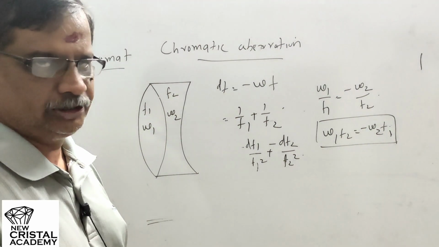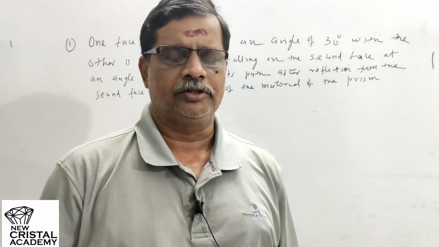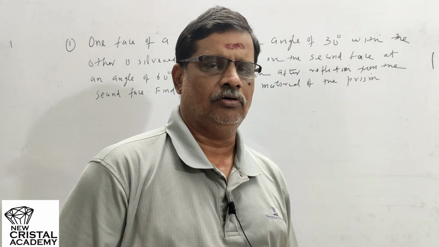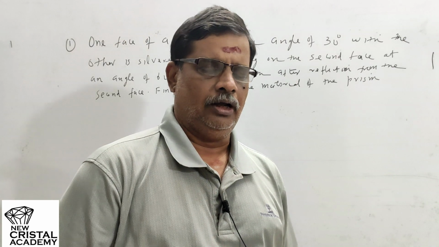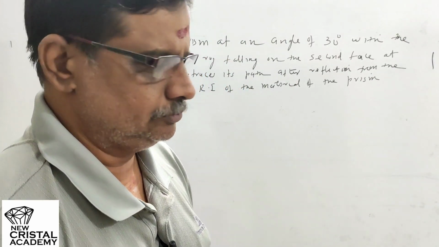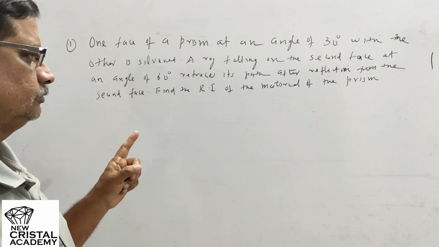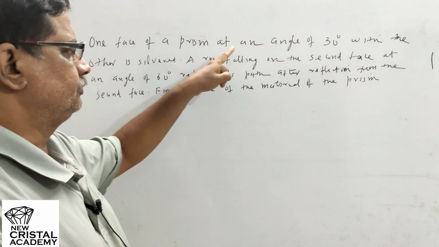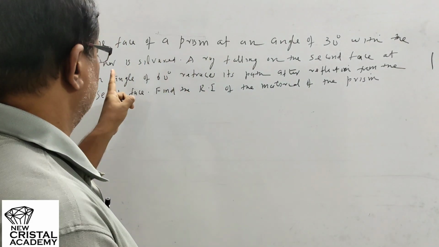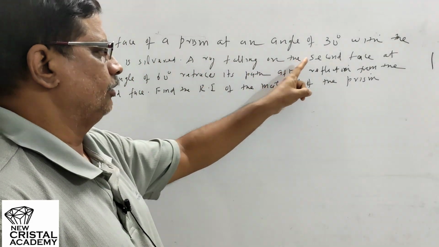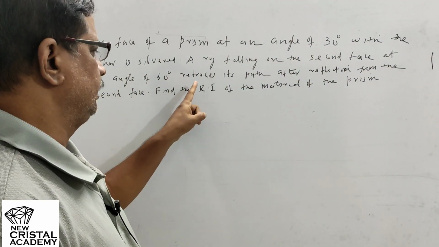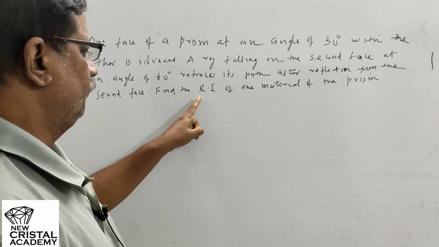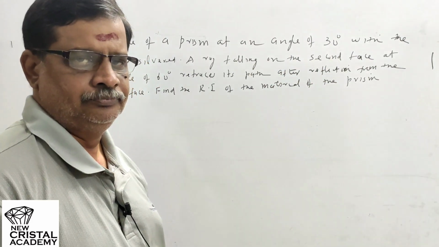of different materials. Now let us do some problems which are based on the silvering of one surface of a prism and one side of a lens. So our first problem is about the silvering in the case of a prism. One face of a prism at an angle of 30 degrees with the other is silvered. A ray falling on the second face at an angle of 60 degrees retraces its path after reflection from the second face. Find the refractive index of the metal of the prism.